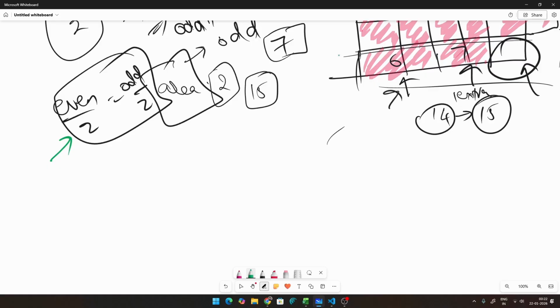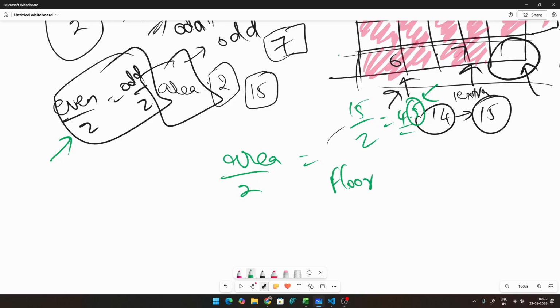Now, what I'm saying here is, whatever your area is by 2, in this case, the area is 15 by 2, 4.5. I cannot keep half a domino, therefore I'm keeping 4. This is something that if you want to calculate directly, it's called a floor function. A floor function takes the underlying integer and ignores the decimal point attached to it. So the floor of 15 by 2 denoted by this will give you 4.